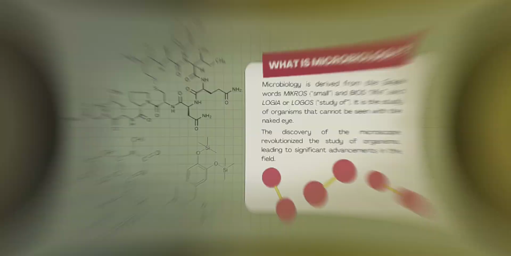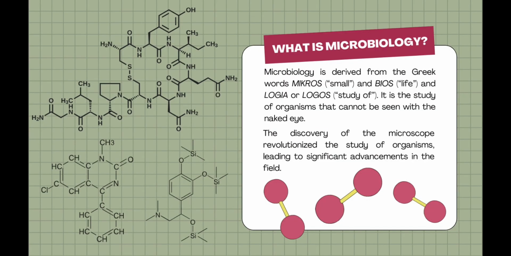So what is microbiology? Derived from the Greek words mikros, meaning small, bios, meaning life, and logia, or logos, meaning study of. Microorganisms are minuscule organisms that cannot be seen with the naked eye. A microscope is an optical instrument that has the capacity to magnify objects up to 1,000 times or even more. The study of organisms led to the discovery of the microscope.